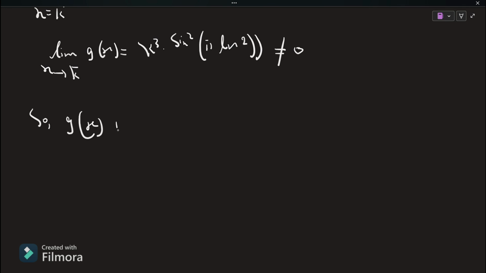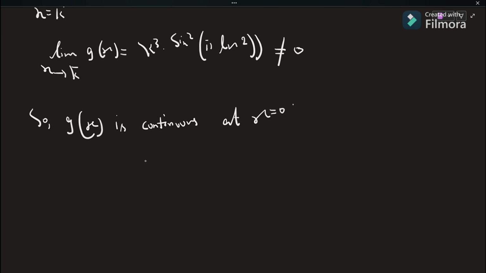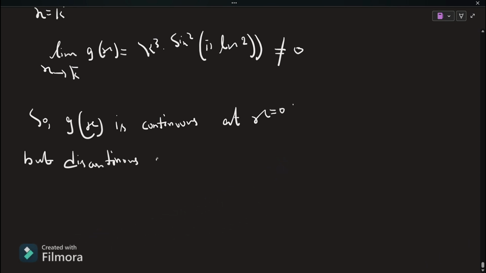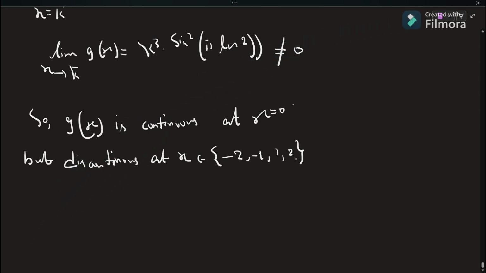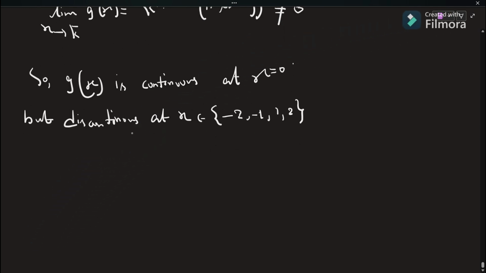So g(x) is continuous at x equals to 0, but discontinuous at x equals to -2, -1, 1 and 2. Okay, so mod of B जो हमारा आएगा वो 4 आ जाएगा, कि मैं डिसकंटिन्यूअस पॉइंट्स निकाल देते.